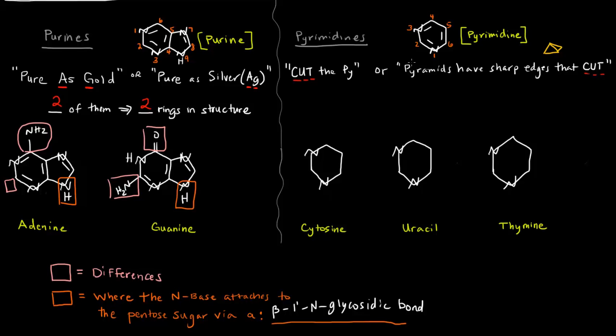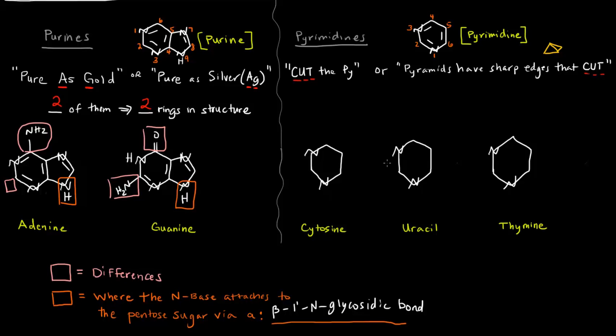Now the pyrimidines are named for their parent compound, pyrimidine, and it's numbered in this fashion. So the way I remember the pyrimidines is either one of these two ways. Cut the pi, CUT, cytosine, uracil, thymine, or pyramids, right? Pyramids have sharp edges. If you look at this little pyramid I've drawn here, pyramids have sharp edges, and sharp edges cut, so CUT. So either way, whatever helps you remember. That's how I remember the pyrimidines.